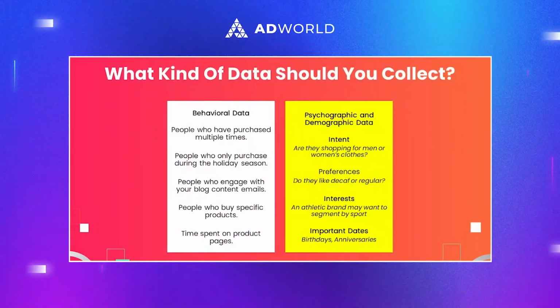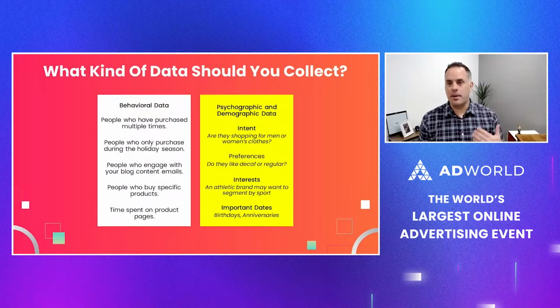So what kind of data should you collect? Obviously phone number and email, everything starts there. But beyond that, site behavior. So people who have purchased multiple times, people who only purchase during holiday seasons or discount-driven shoppers, people who engage with your blog, people who spend a lot of time on your page, people who buy specific products or groups of product. Intent: are they looking for men's clothes?